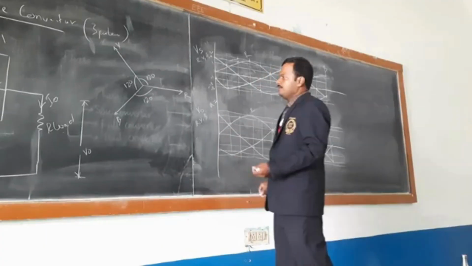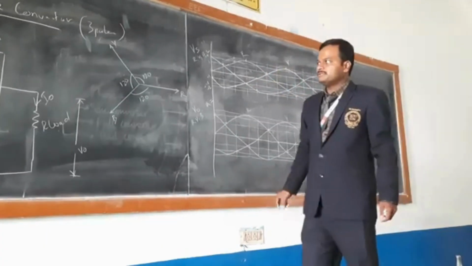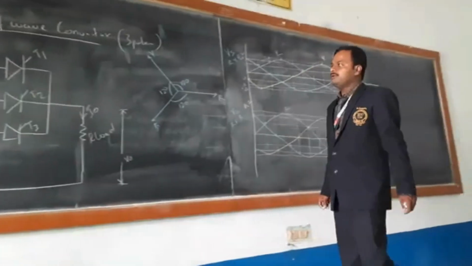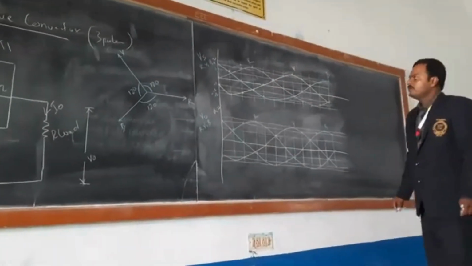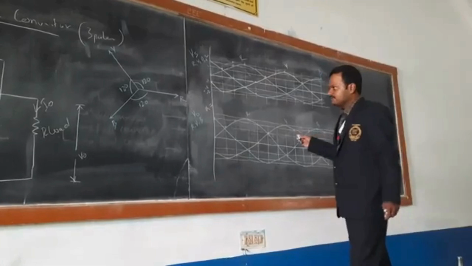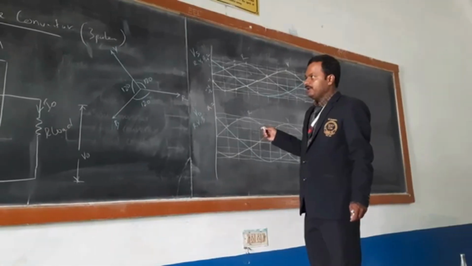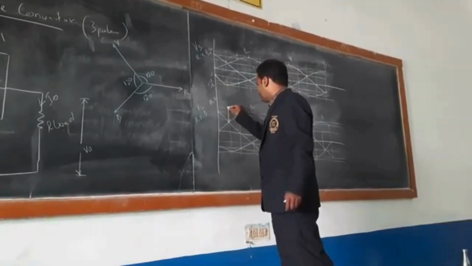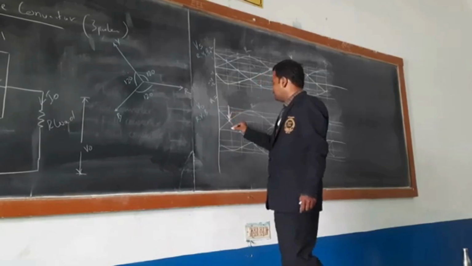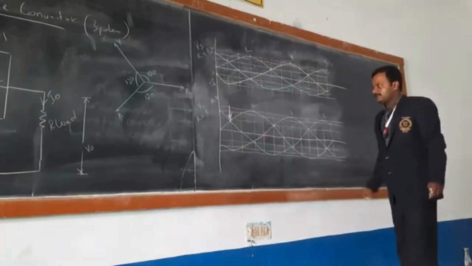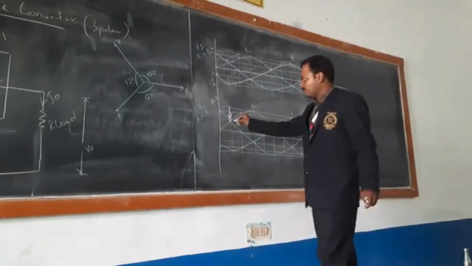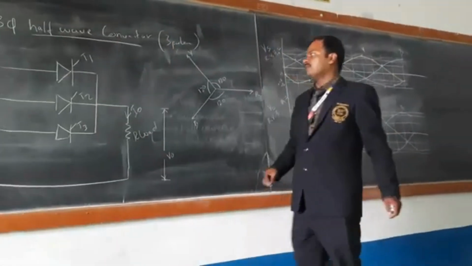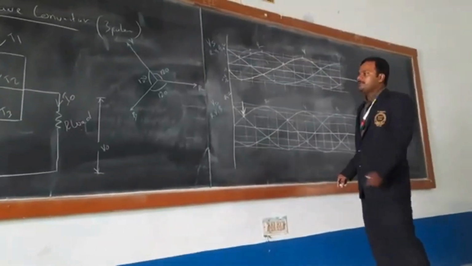For that we need to give the pulses to T1, T2 and T3. Before giving the pulses to T1, T2, T3, we need to consider the crossover point. This is a crossover point. What is a crossover point? A crossover point is nothing but after the crossover point, any one of the phases, R or Y, is going to get the maximum.